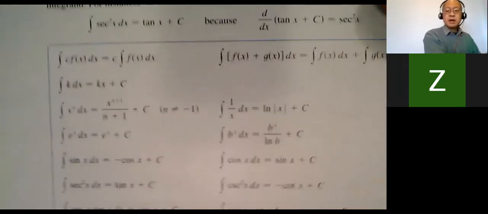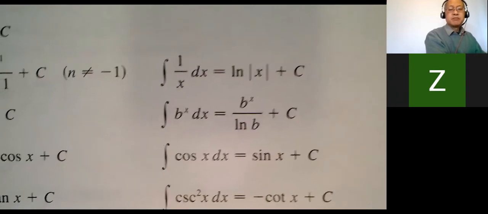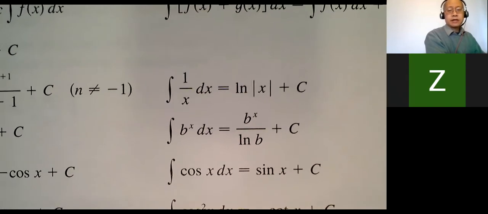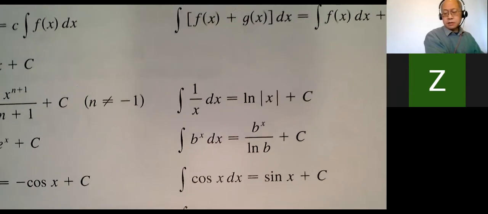All right, so that's it for 35. Maybe I'll refer you back to this. And yeah, if you want to put this on your cheat sheet, you may. Table of indefinite integrals on page 403. Integral of b to the x, b to the x divided by ln b. Right? So the integral of 10 to the x, 10 to the x divided by ln 10.